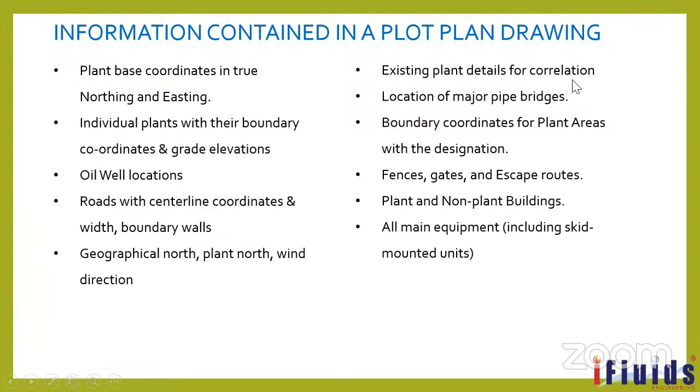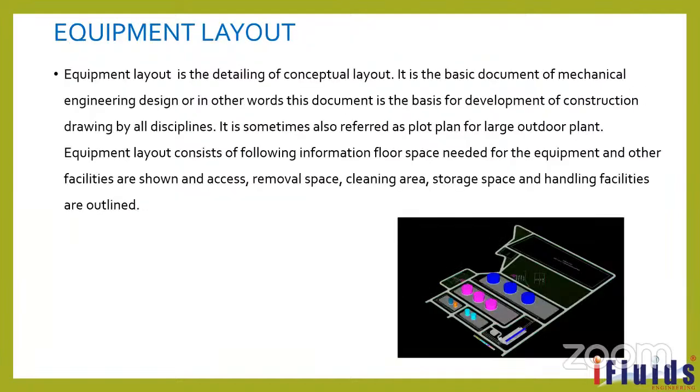Existing nearby plants, any details we can get from the plot plan. Location of major pipe bridges we can see from the plot plan. And then fences, gates, escape routes, etc. will be available in the plot plan. So based on the plot plan only, further we can move to the next drawings to proceed to build up a petrochemical plant or a chemical plant. So the plot plan is the base for all drawings.